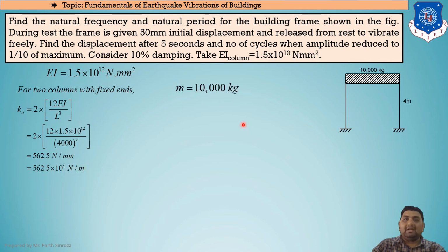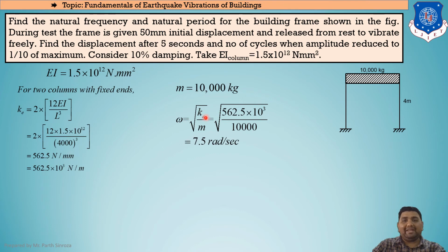Now moving forward, the mass of the structure is given to be 10,000 kg. So now we'll be finding the frequency. Our angular frequency, that is omega, comes out to be under root ke by m. Ke we have already identified to be 562.5 into 10 raised to 3. Mass is given in the question to be 10,000 kg. So the value of omega here comes out to be 7.5 radian per second.